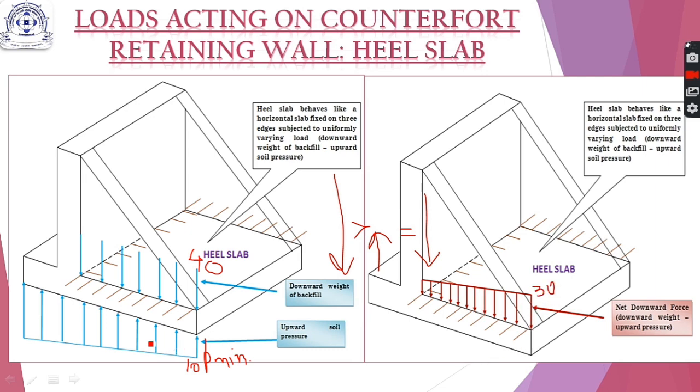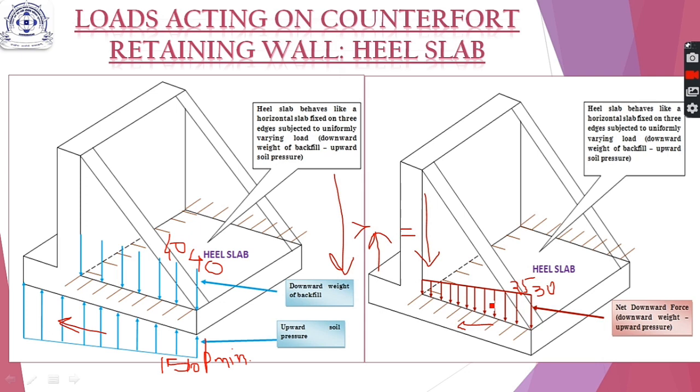Now as we move towards the stem in this direction, this value will also be 40 because this is a UDL, uniformly distributed load, and the upward value will be slightly higher than P minimum because the soil pressure is increasing towards your stem or towards your toe slab. So if this value is 15 and this value is 40, then this value will come out to be 25 and so on.